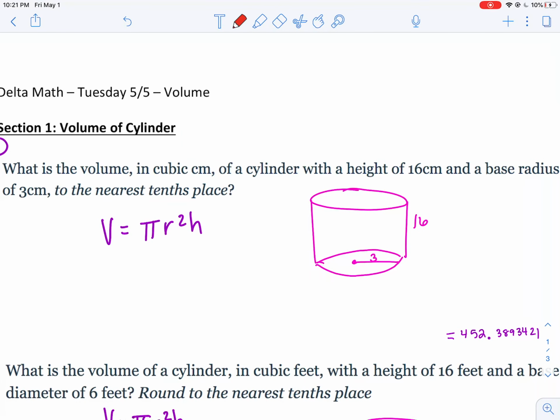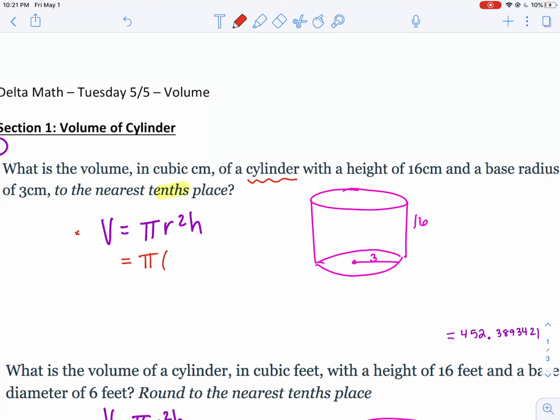So in question 1, it says, what is the volume in cubic centimeters of a cylinder with a height of 16 and a base radius of 3? And then you want to round to the nearest tenths place. That might be the hardest part of this assignment. Okay, so I have written here the formula for the volume of a cylinder, and I'm going to just go ahead and take my numbers and plug them into that formula.